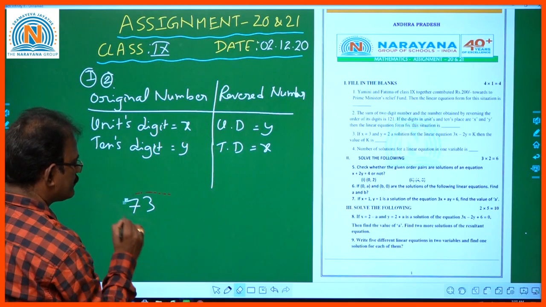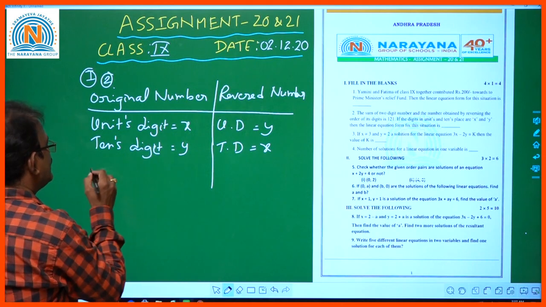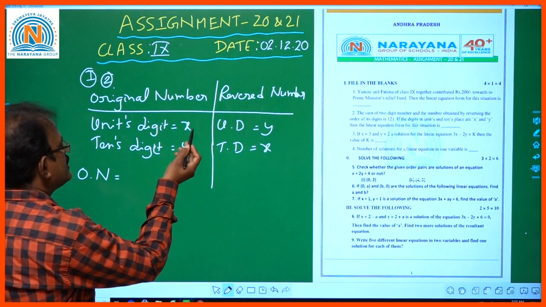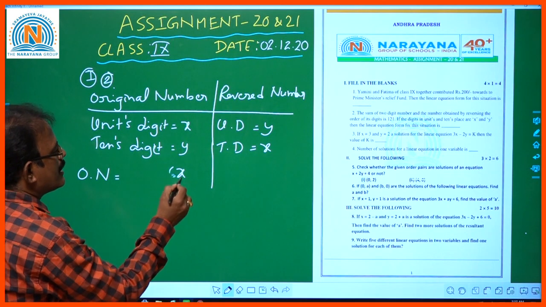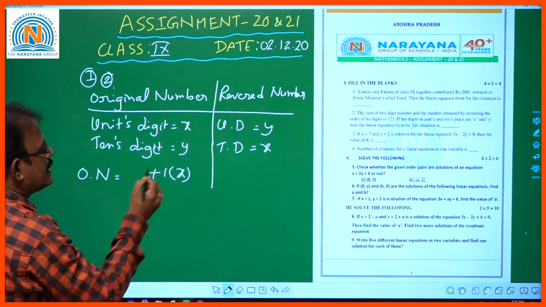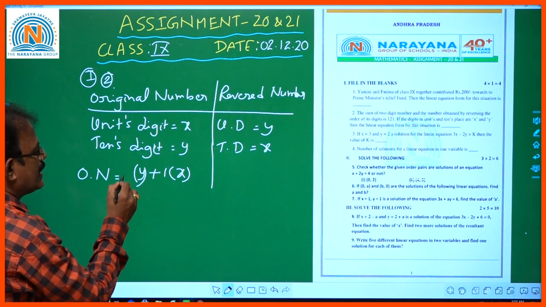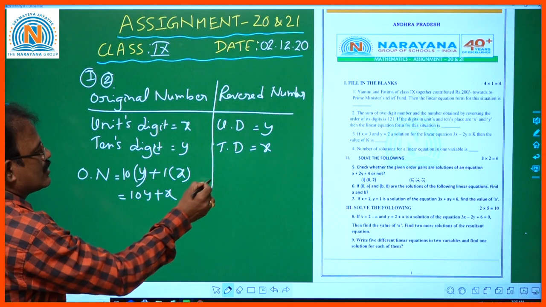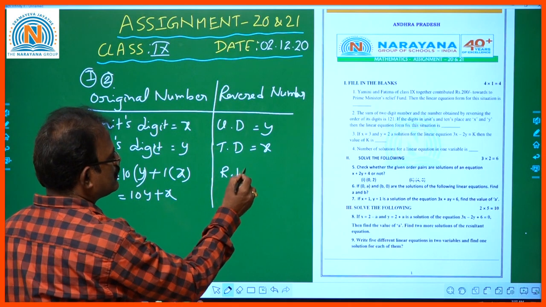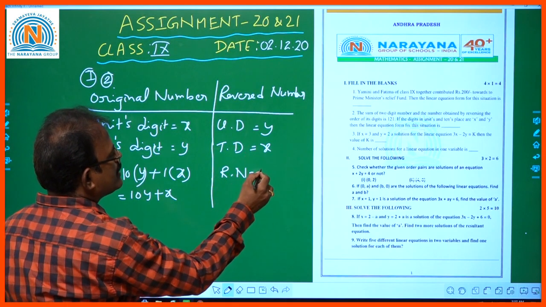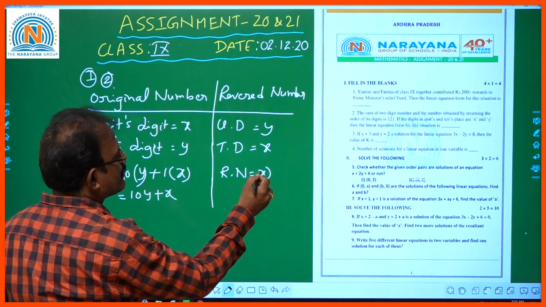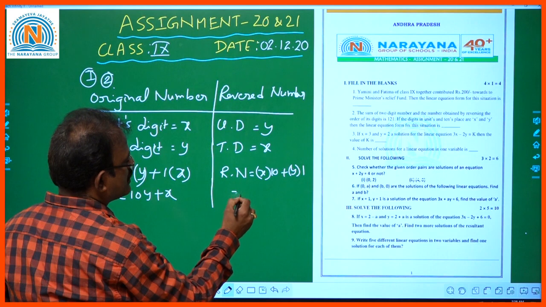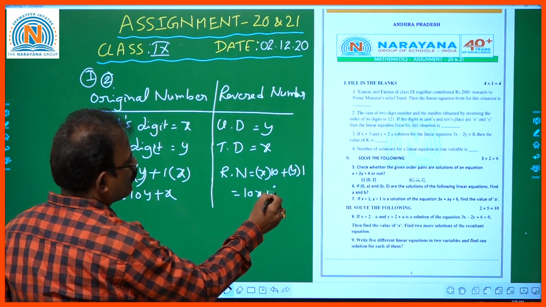Now what is the original number? When x is in the units place, x is multiplied with 1, and y is in the tens place, so y is multiplied with 10. That means 10y plus x. So what is the reversed number? Now y is in the units place and x is in the tens place, so this is 10x plus y.